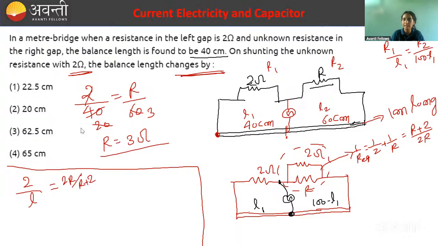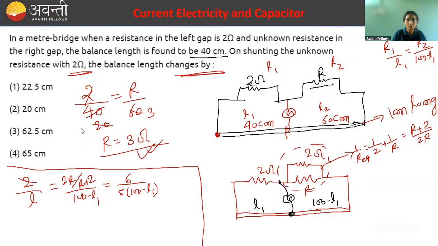We already know the value of R, right? That is equal to 3 ohm. We have calculated it here. And this is divided by 100 minus L1. Let's put the values. 2R will be 6, and 3 plus 2 will become 5. So this is 6 by 5, times 100 minus L1.